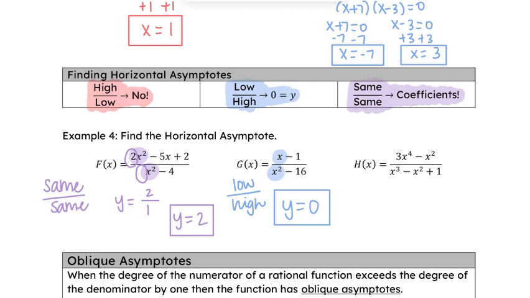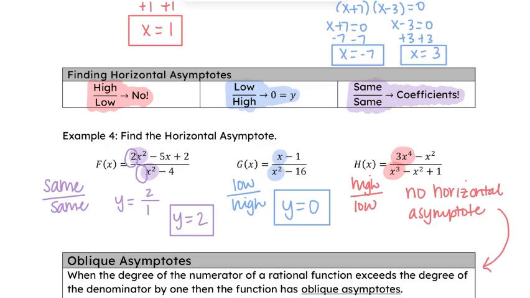And for h of x, I've got 3x to the fourth minus x squared over x cubed minus x squared plus 1. So for this one, I have got higher degree, x to the fourth, over lower degree, x cubed. So when I have a high over a low, that means there's no horizontal asymptote. There's no horizontal asymptote, but there is what we call an oblique asymptote or a slant asymptote.